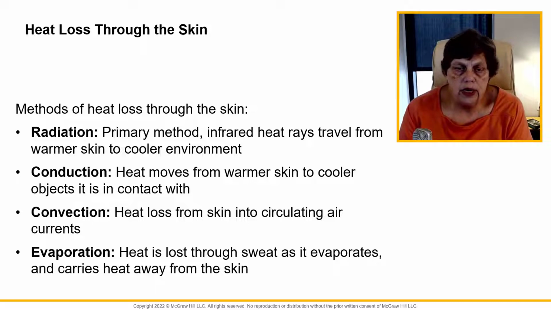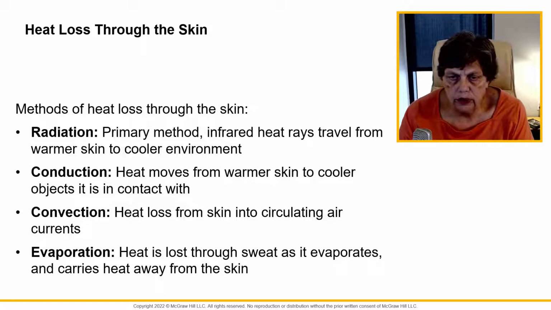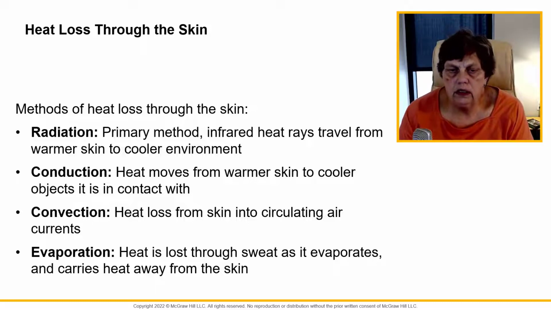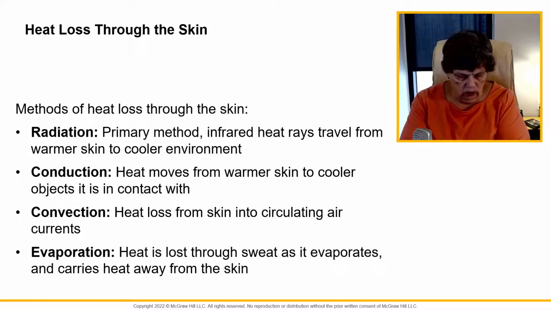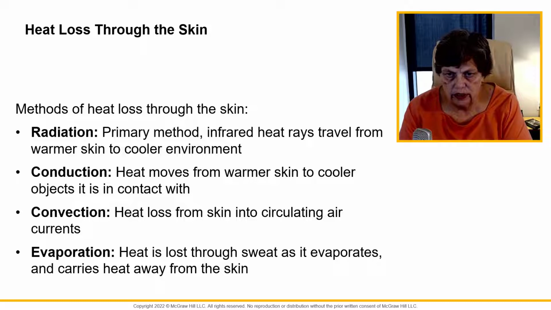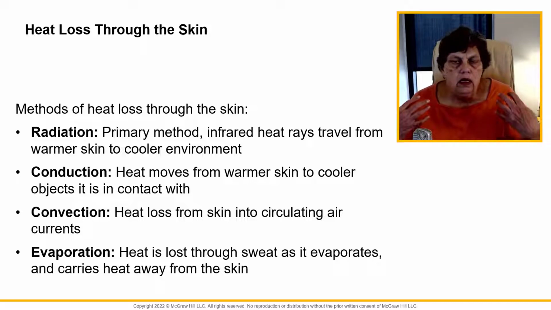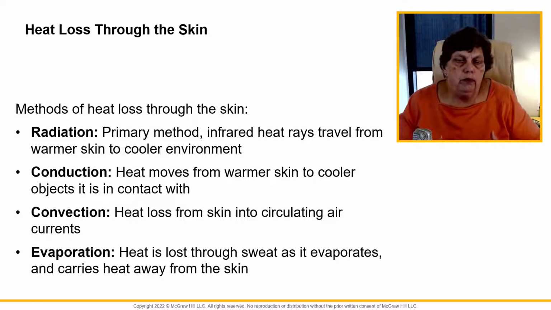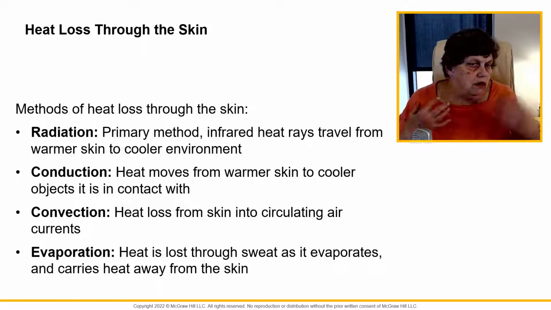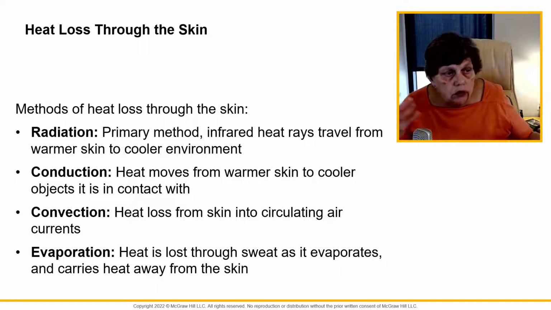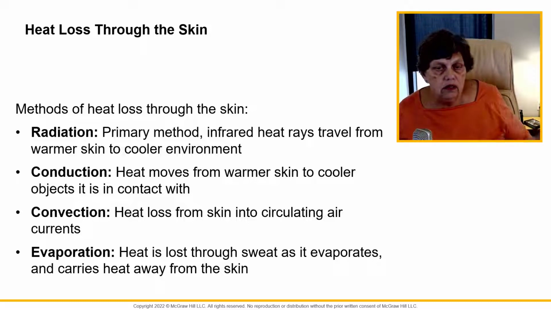One is by radiation. This is our primary method. Basically, the heat goes from the warmer skin to the cooler environment. It just kind of moves. If you go to bed and put a blanket on you, for some reason all of a sudden you go from cooler to warmer, and that's just the heat that's radiated off your skin.